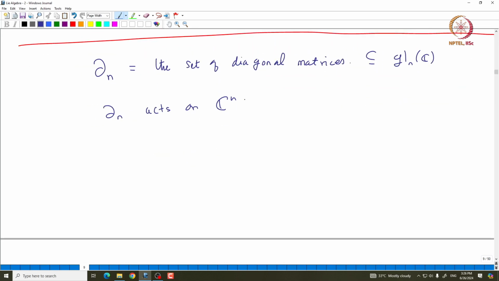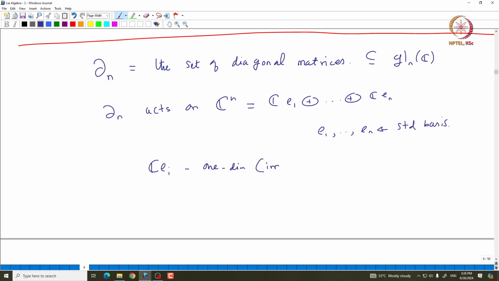Now Cn you can decompose into the direct sum of Ce1 etc. Cen, where e1 etc. en is the standard basis. It is easy to see that Ce_i is one dimensional, so in particular an irreducible module. Now using our characterization, you can see that Cn is indeed a direct sum of irreducible modules. That will imply that Cn is a completely reducible module.